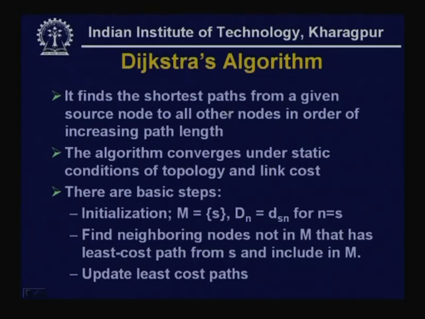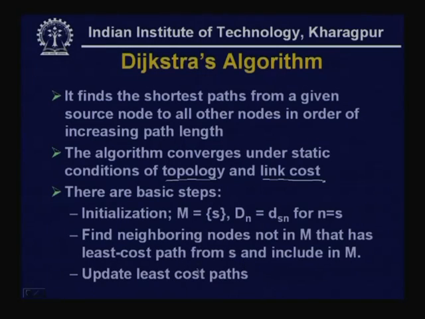It finds the shortest paths from a given source node to all other nodes in order of increasing path length. The algorithm converges under static conditions of topology and link cost. That means, when the topology is fixed and the link cost associated with each link is given, it will converge to a solution and give you the optimal paths.